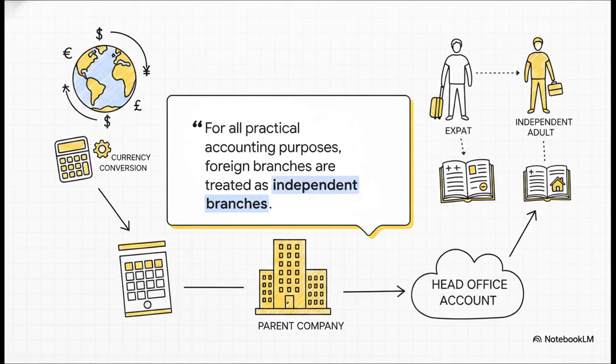I really want to highlight this exact quote directly from our source material because it hits the nail on the head. For all practical accounting purposes, foreign branches are treated as independent branches. Once you handle that currency conversion, the expat and the independent adult function with the exact same level of accounting autonomy. They keep their own books, they pay their own expenses, and they just report back to the parent through that head office account. Simple as that.